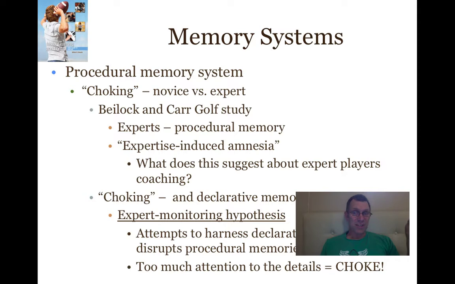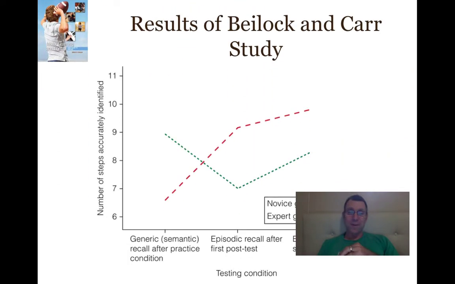That harnessing of the declarative memory will disrupt their procedural memory, and so all of a sudden that free throw that you can do with your eyes closed in your sleep, all of a sudden you're thinking about it, going, oh, is my elbow up high enough? You're thinking about the declarative aspect of the skill, and that contributes to the choking, not the success, but the choking part of not performing. So that attention to detail on the declarative side has been used as an explanation for choking.